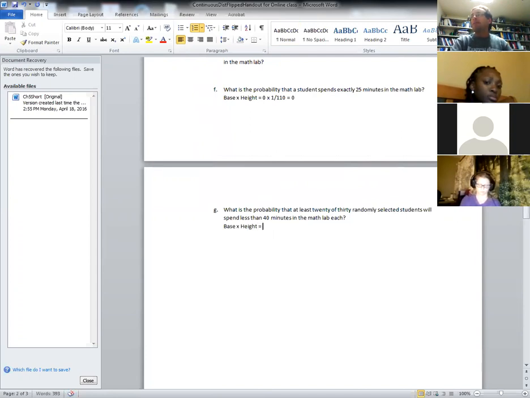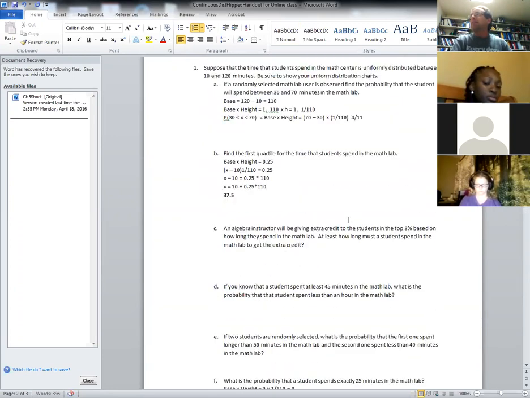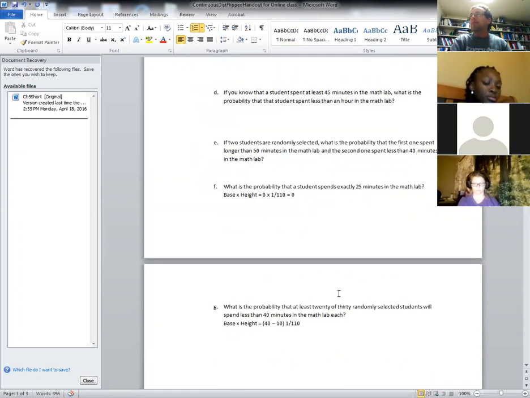And that is equal to, the base will be 40 minus 10. Less than 40 means between 10 and 40. The height is 1 over 110, because that was the height we found a while back. It's the same rectangle. And if you work that out, that is 30 over 110, or 3 over 11. Any questions so far? Okay, that's just one person. But now we're talking about 20 out of 30. And the interesting thing about this problem is this is a combination between chapters 4 and 5. This is a binomial distribution problem because every person has a 3/11 chance of spending less than 40 minutes.